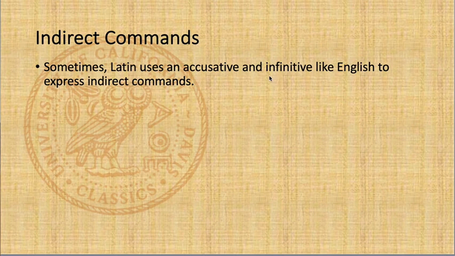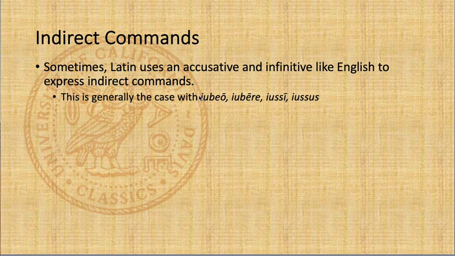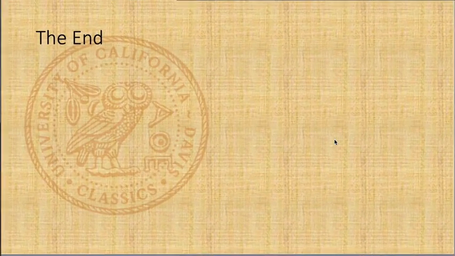Sometimes Latin uses an accusative and infinitive like English to express indirect commands. Here's an example. This is generally the case with iubeo, iubere, iussi, iussus. I order you to come to me in Latin is te iubeo ad me venire if you use the verb iubeo. It works just like English. I order you to come, infinitive, to me. The end.